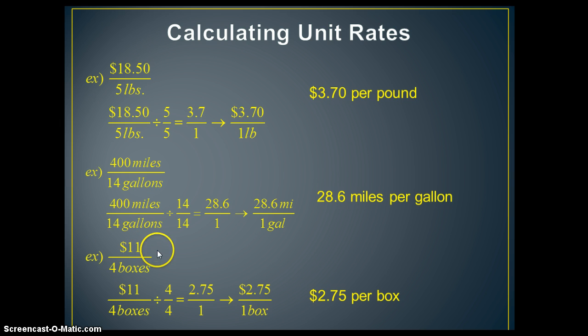Last, we have $11 over 4 boxes. Means we're going to try and find out how much money we're going to pay per box. So we're going to divide both the numerator and the denominator by 4 because when we divide 4 by 4, we get that denominator of 1. Really important. And then we have 11 divided by 4 is $2.75. So we pay $2.75 per box. That, again, lets you know what the deal is.